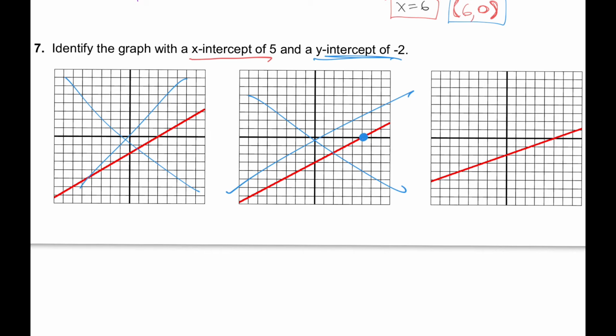Let's just check the x-intercept. So from the origin on the x-axis, 1, 2, 3, 4, 5. So that is your x-intercept. And your y-intercept is -1, -2. That's it. We know what the y-intercept is, -2, and we know what the x-intercept is, positive 5. So the actual graph we're looking for is the third one.